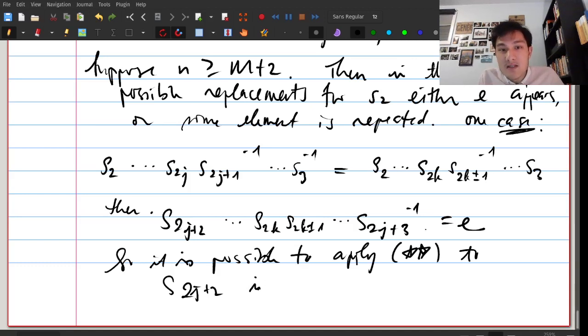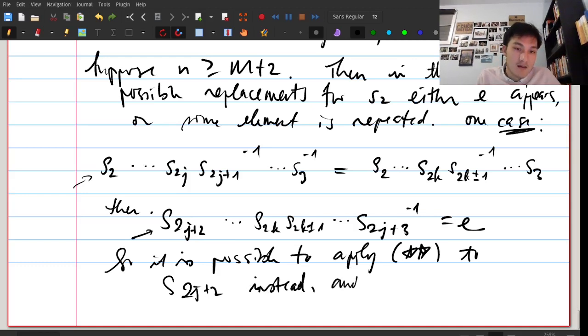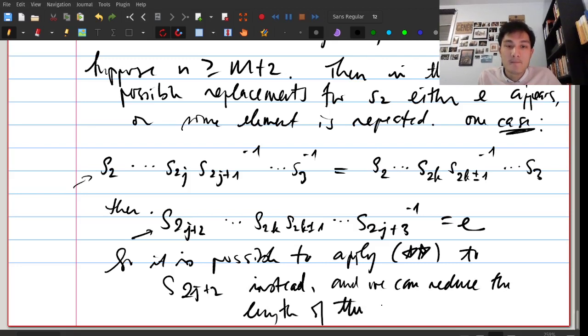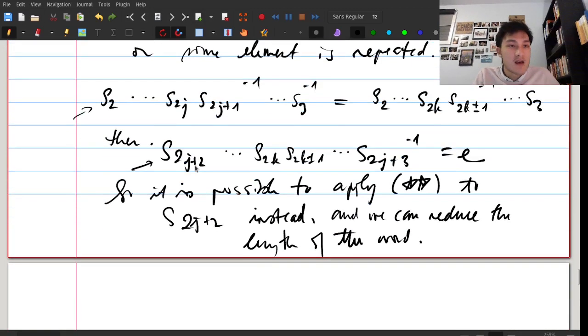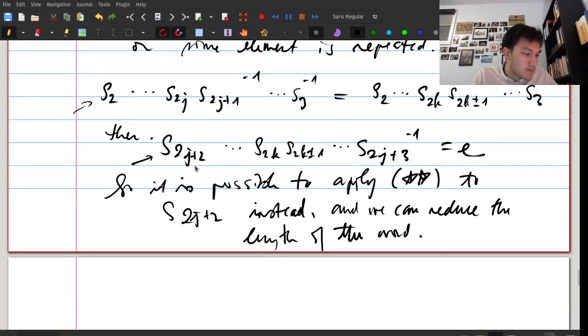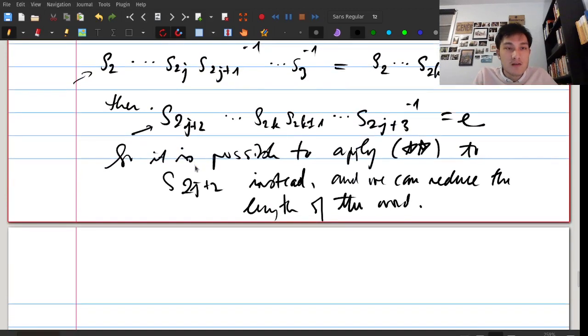So this element here equals E. All right, so we abandon our strategy of looking at S2. Why don't we look at S2j plus 2 instead? So we apply double star to S2j plus 2 instead, and we can reduce the length of the word. Okay, so that's what happens in the one case, and in the other case, I'm not going to redo the whole thing.